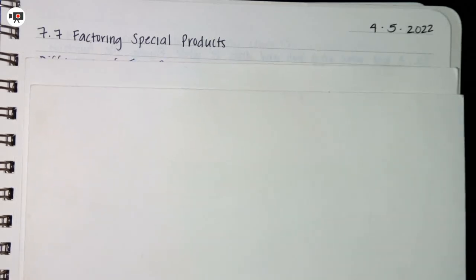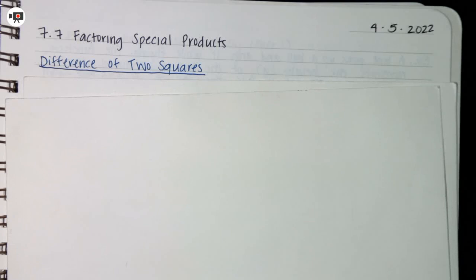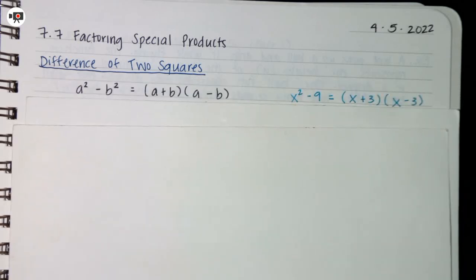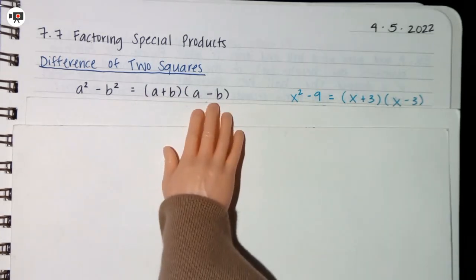This is 7.7, factoring special products. So these are some patterns that can make factoring a little bit easier. First, I have a difference of two squares. If I have a squared minus b squared, that is going to be a plus b times a minus b.